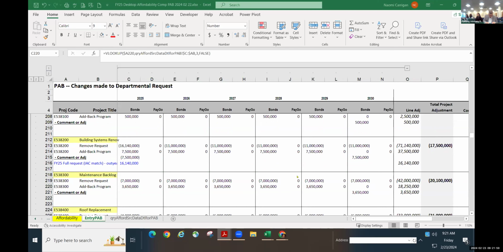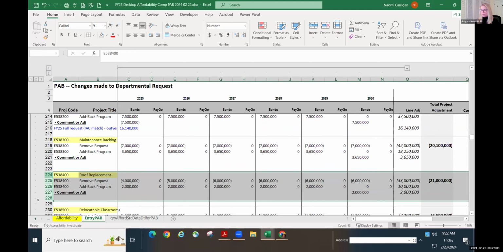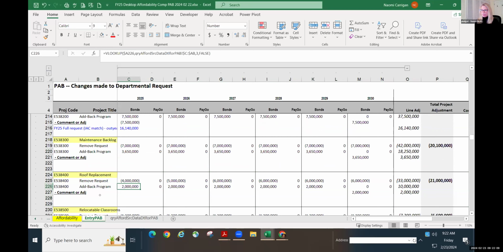I agree. Yes, yes. Roof replacement, requesting 4 million a year, brought it back down to plan at 2 million a year. Okay.